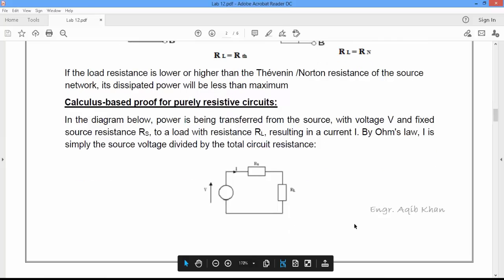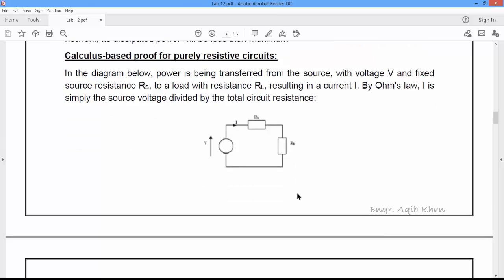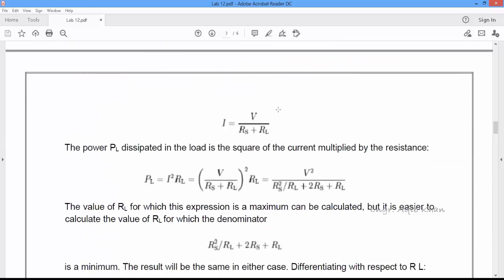How to calculate the power for the resistive circuit, and show by calculus the proof of maximum power transfer. In the diagram below, the power is being transferred from the source with voltage V and fixed source resistance Rs to a load with resistance RL. By Ohm's law, I is equal to V by Rs plus RL.